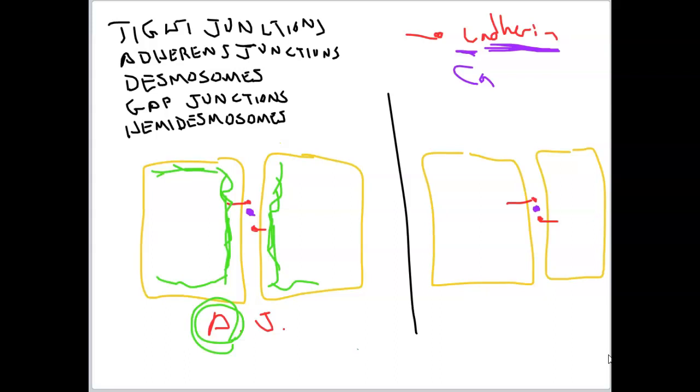And what we're essentially doing is we're tying the cell cortex of one cell to the cell cortex of another. So the cell cortex of the first cell is made up of actin.